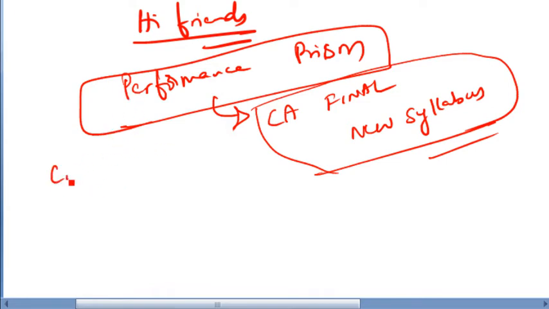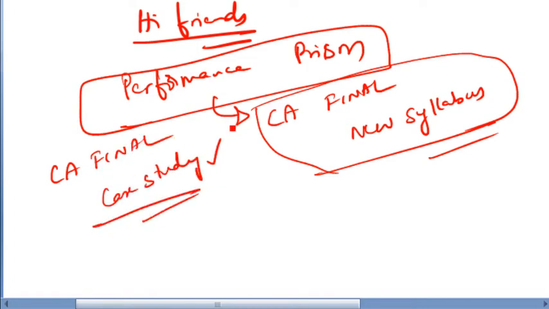When it comes to CA Final students, you have a case study based on this particular concept. So that's why first I'm going with the concepts and then I'll go with the case study shortly. Right, guys? So without wasting any further time, let's start.